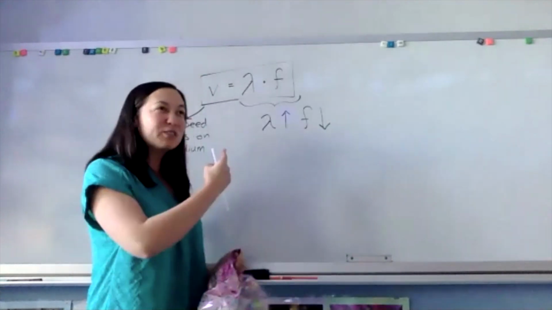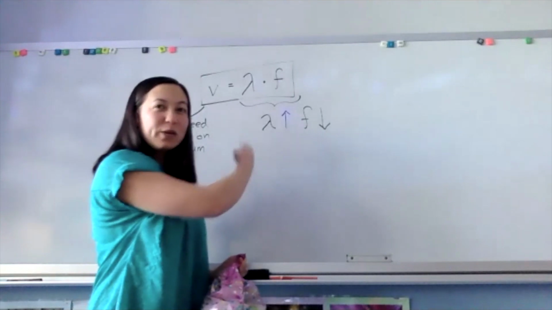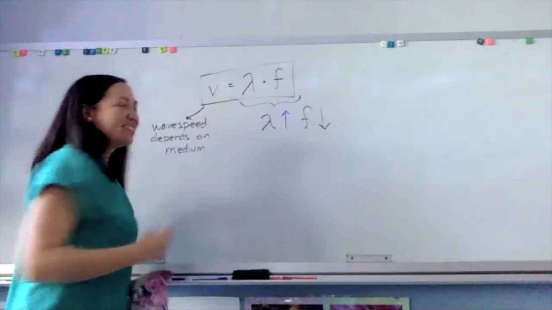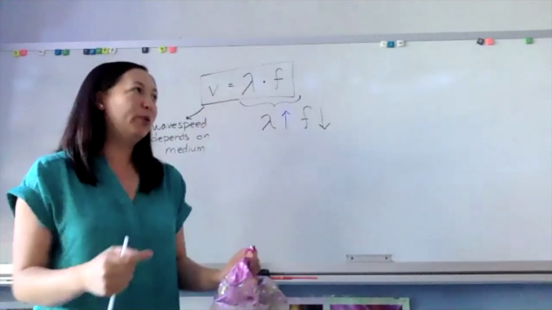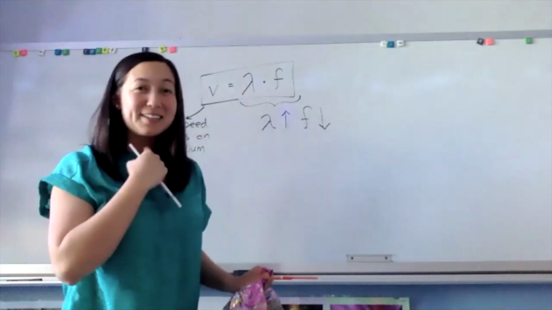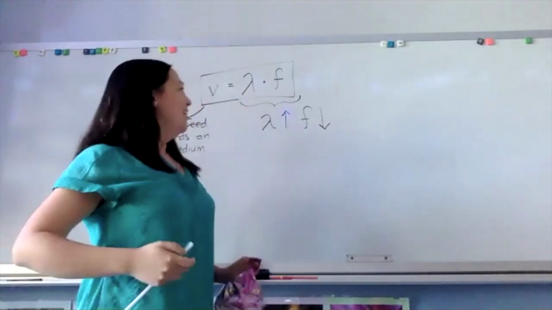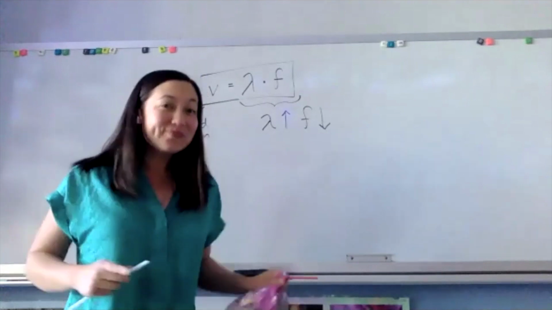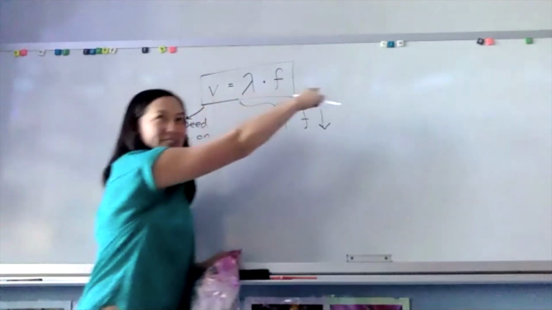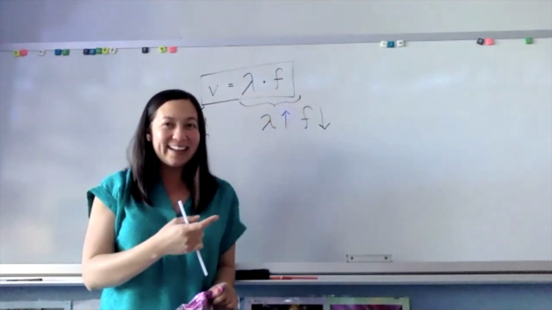I have made the wave speed faster, which makes the frequency higher. Fun fact, wavelength didn't change at all, because that's based on the size of the instrument. Okay. But if I make the speed faster, that makes the frequency higher.